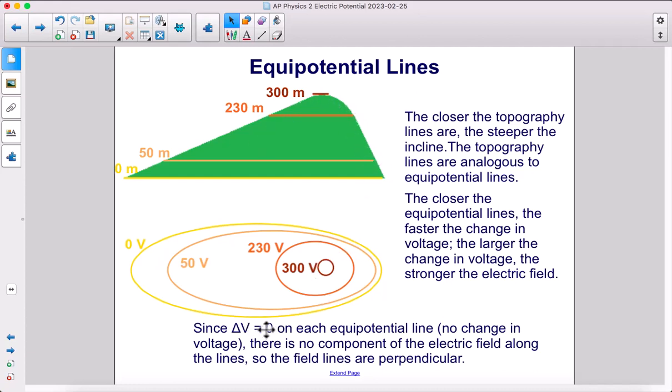Since the change in voltage equals 0 along each equipotential line, if you go around the yellow circle, you're at the same voltage the whole time. If you go around this little red circle, you're at 300 volts the entire time. There's no component of the electric field along these lines, so the field lines are perpendicular. So if you were to draw electric field lines, they would look like this. They would point down the hills, and they would be perpendicular to these lines at all points.